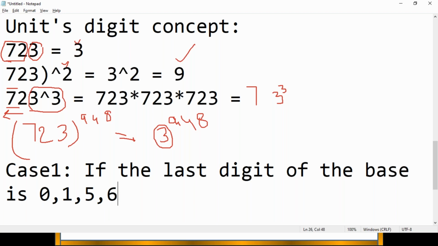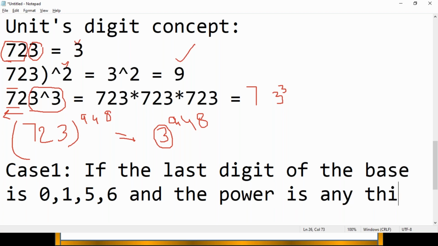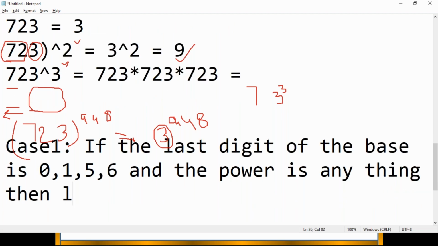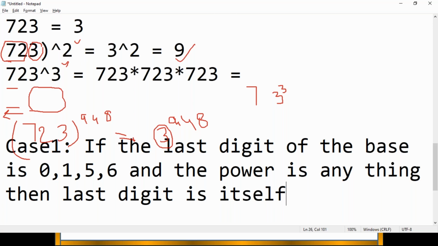1, 5, 6, and the power is anything, then the last digit is itself. Last digit is itself. So what is the meaning of that one? Please concentrate. The last digit is itself.